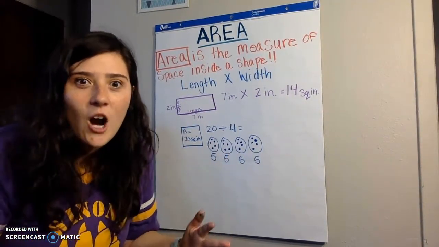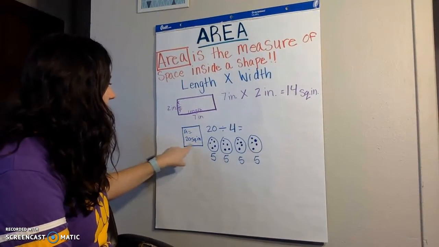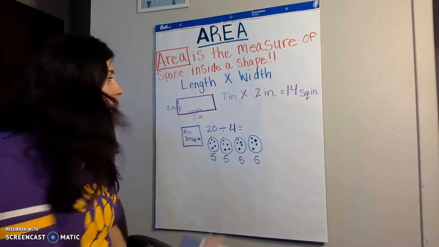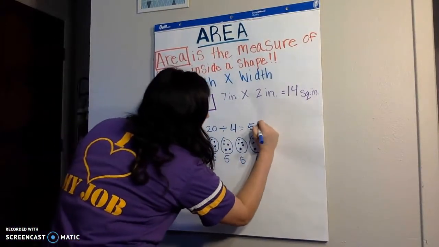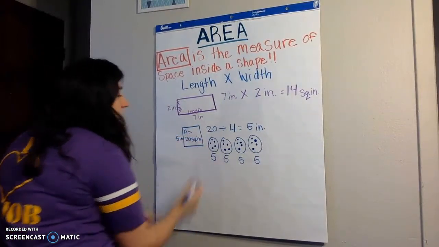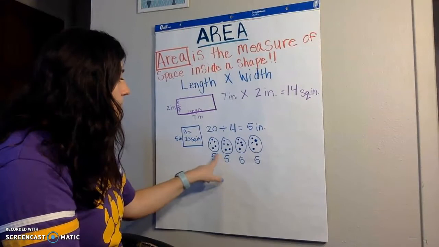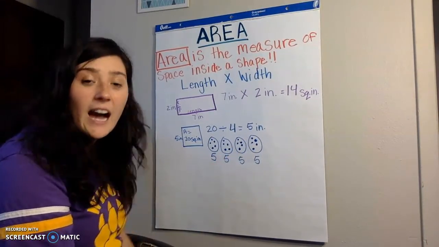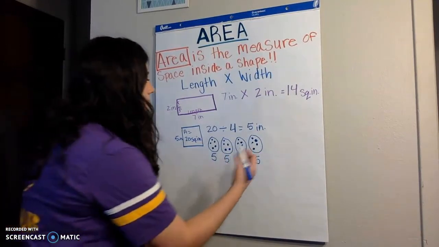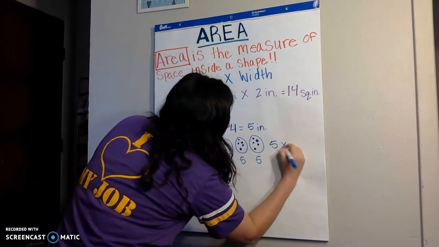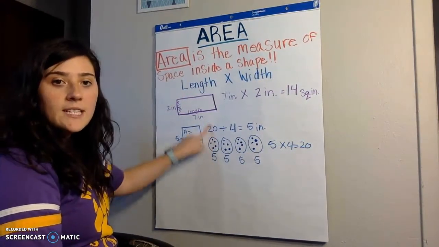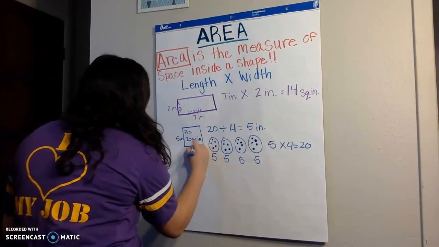Now what is the measurement of each side? Easy peasy, right? 5. So I know it's 5 inches. Each side is going to be 5 inches because 5 plus 5 plus 5 plus 5 is 20. 5, 10, 15, 20. Or I could even write it this way: 5 times 4 equals 20. That tells me that each side of my square is going to be 5 inches.